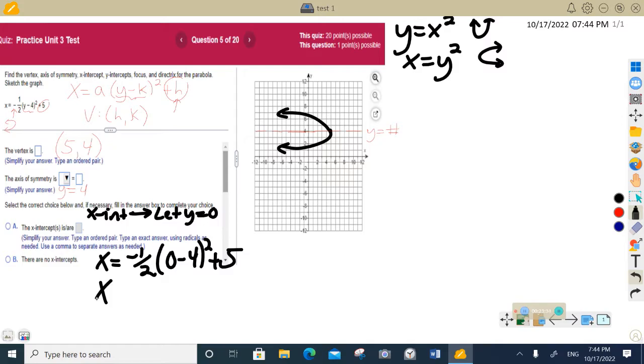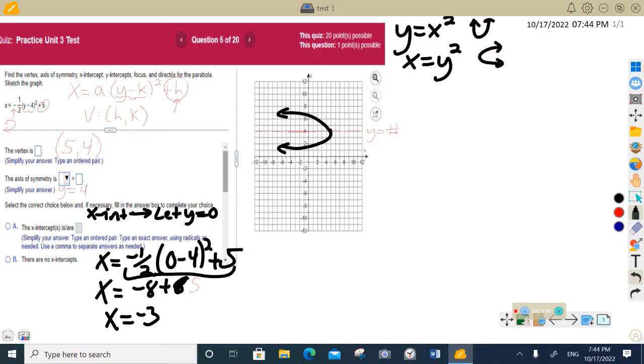Okay, I am not going to take the time to do that all out. You can type it in the calculator. Negative 4 squared is 16. Half of 16 is 8, but it's negative, so that's negative 8 plus 5, which is negative 3. So that's going to be x equals negative 3. Now, that's an x-intercept. That's the only x-intercept. It's the value of x when y is 0.